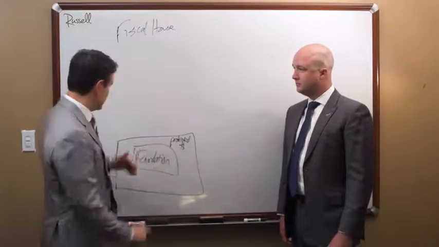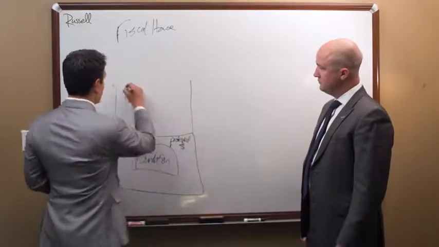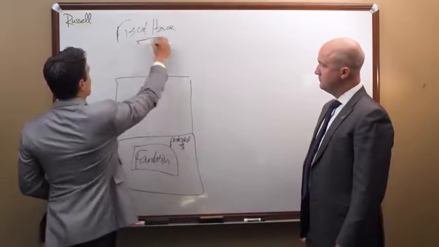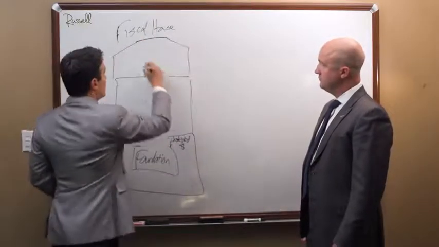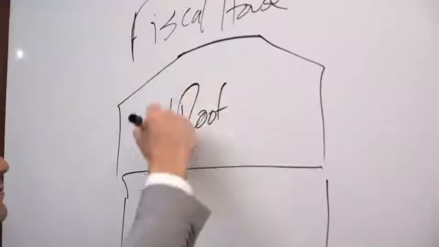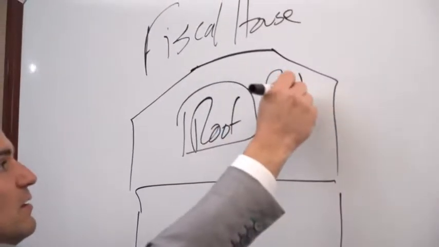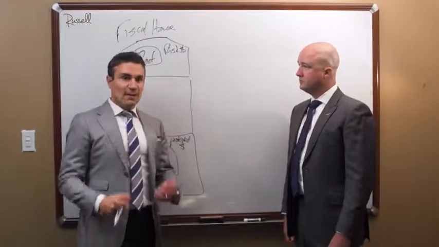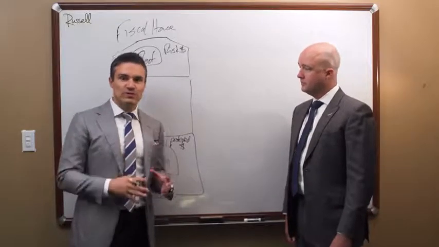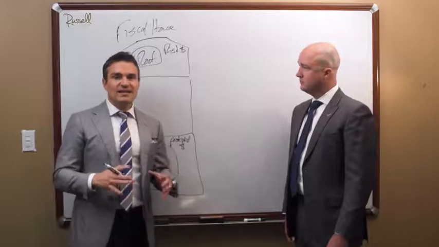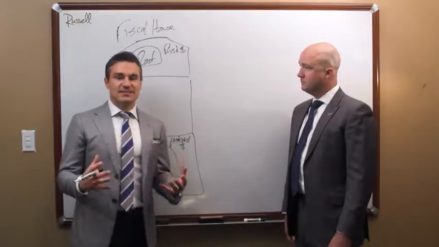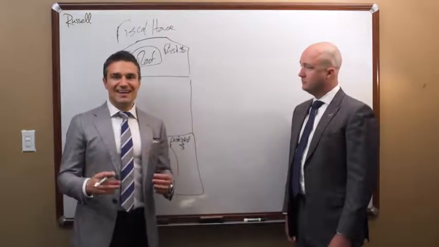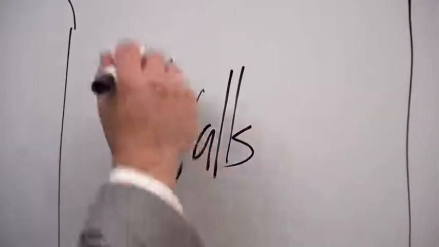Now, the antithesis of that is the roof. And the roof is what we call your risk money. And risk money is where the opportunity is. It's the potential growth, potential opportunity, it's the liquidity, the access, but it comes with a string, and that is risk, okay? And in between the roof and the foundation, we have the walls.